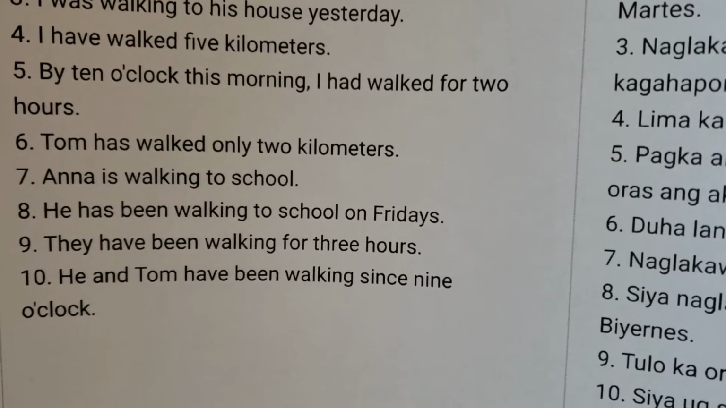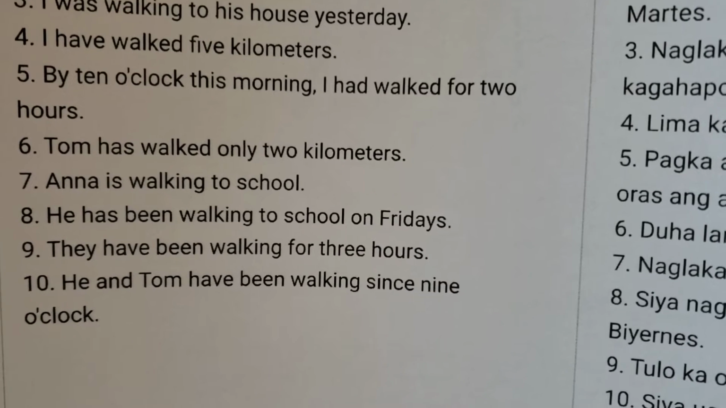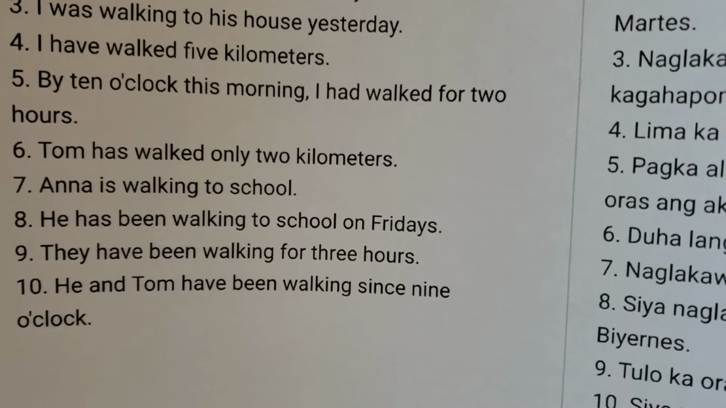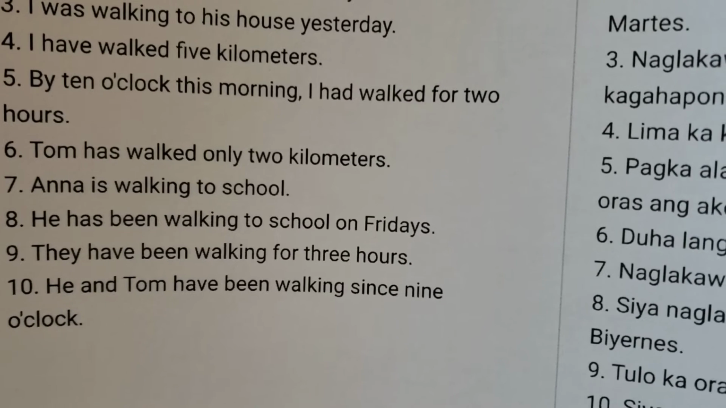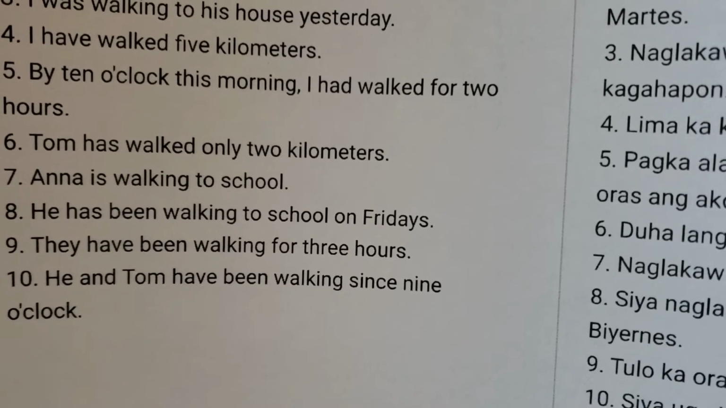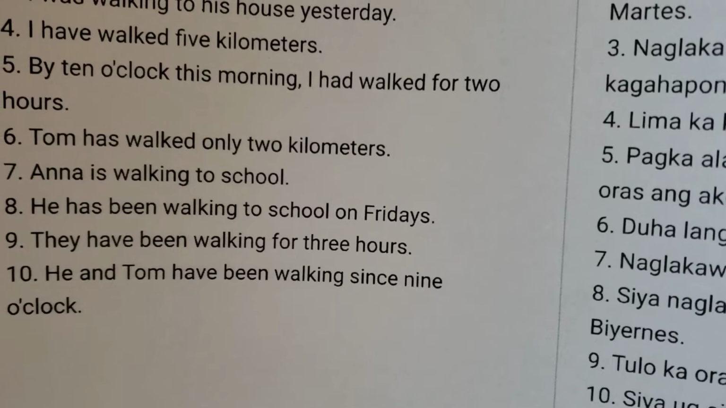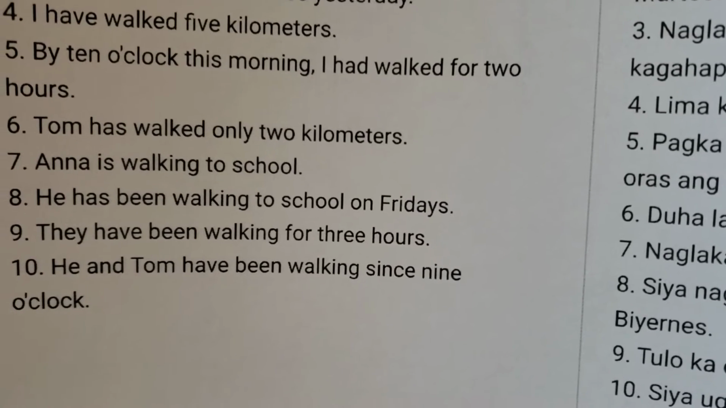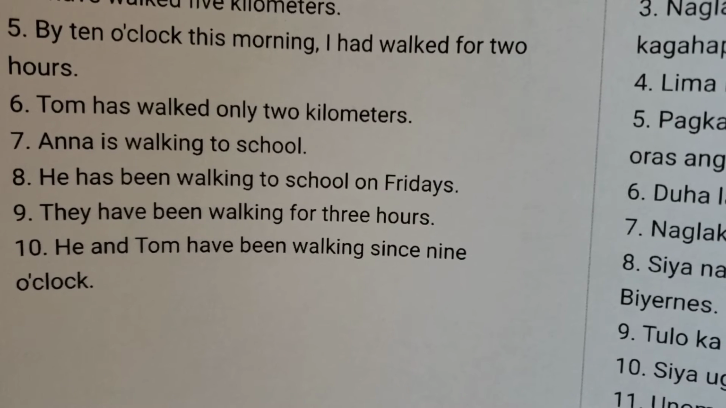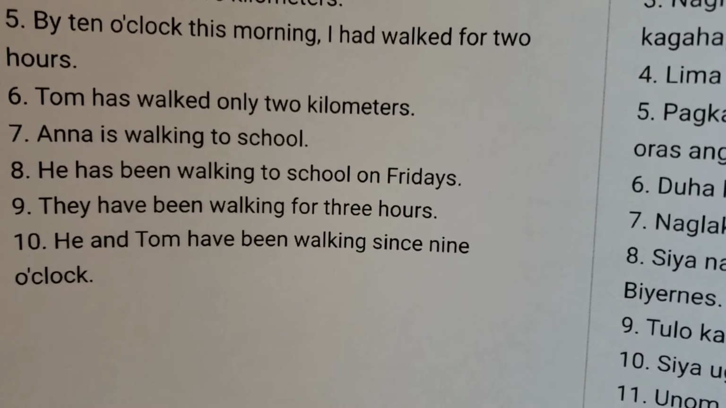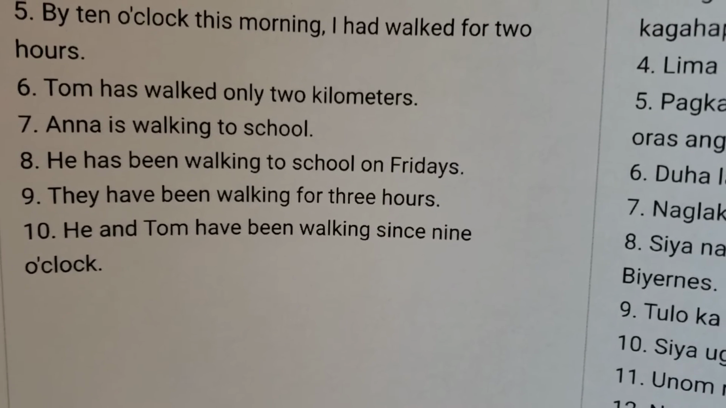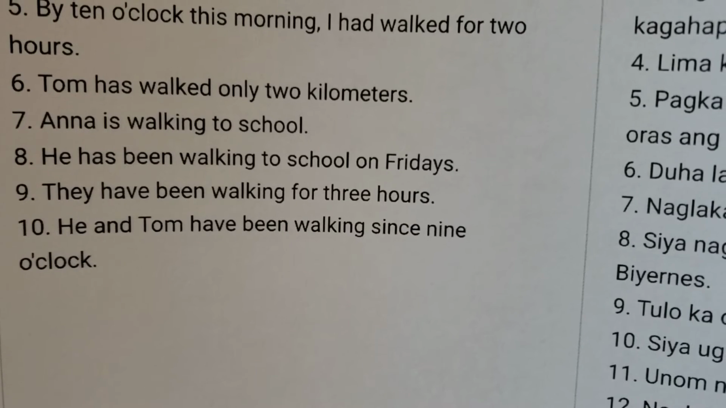Number 9, they have been walking for 3 hours. Same as number 8, present perfect progressive. But number 8 was a singular person, he. Number 9 is plural, they. We also have a length of time, hours. So you have to use the word for in a certain number of hours, for 3 hours. They have been walking for 3 hours.